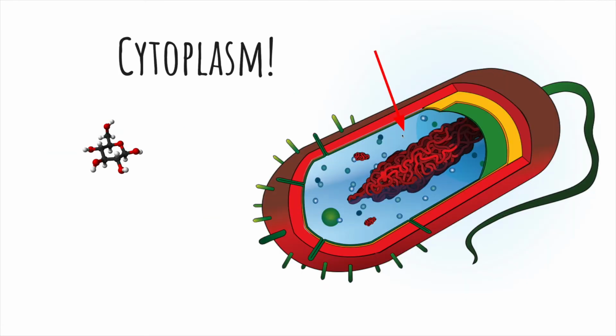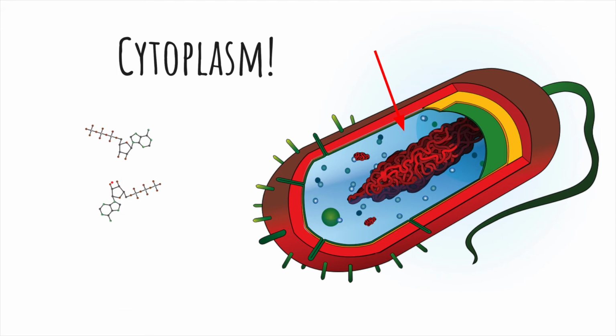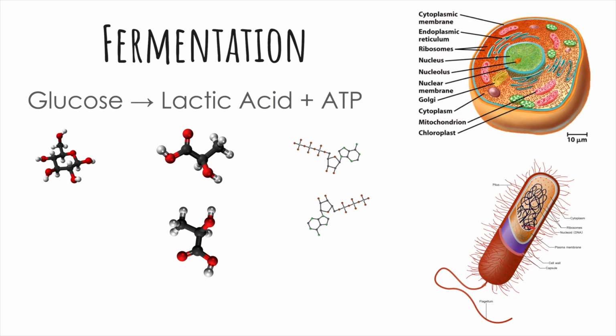So where does fermentation take place in the cell? In the cytoplasm. All cells have cytoplasm, which means all cells can do fermentation. All they need is 1 molecule of glucose, and the cytoplasm will turn it into that waste lactic acid and also 2 molecules of ATP. So for a simple cell, like a bacterium, fermentation is just fine. 1 glucose molecule to 2 ATP molecules, it's going to be enough energy for this simple cell to get by.